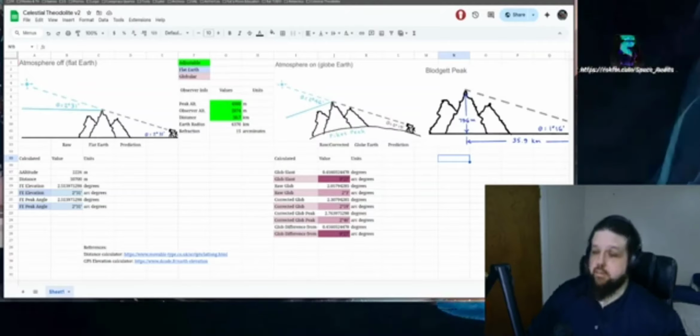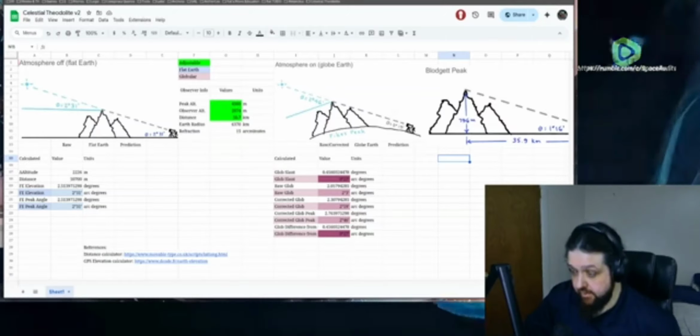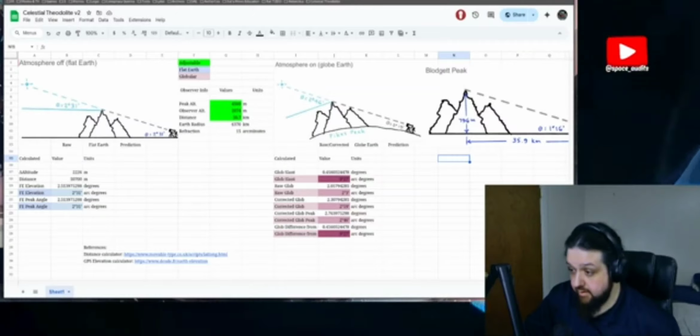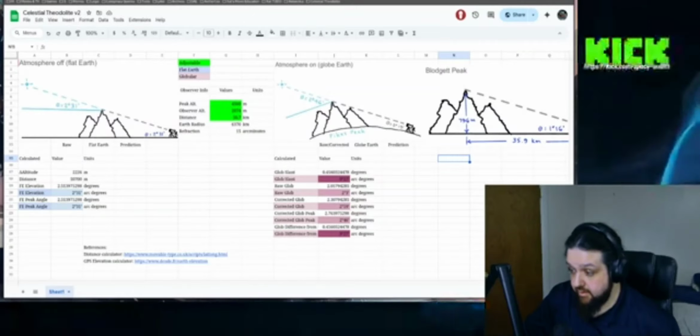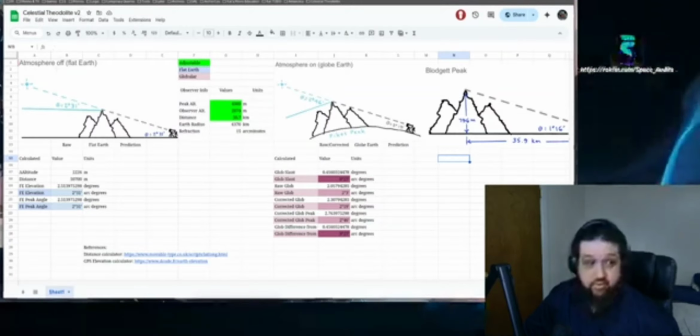Okay, because we have an atmosphere. But anyway, the globe prediction for the mountain is 219. The Stellarium prediction for the star is 219, and it was measured by Mike at 218. How does that contradict the globe?